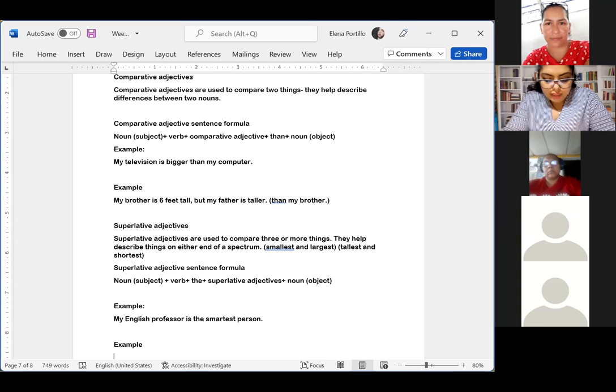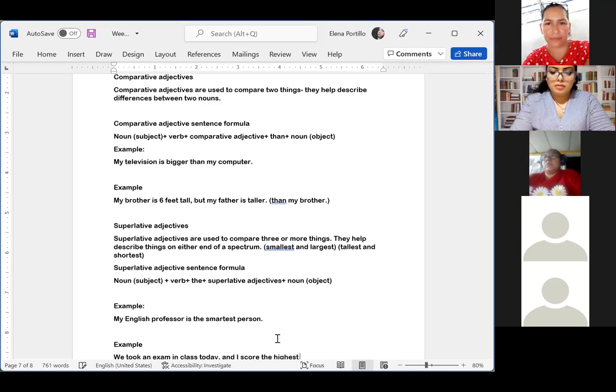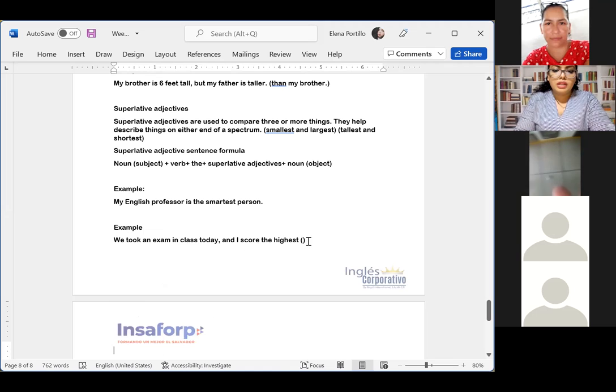It says, we took an exam in class today. And I scored the highest. And in this case, we are not going to use the end of the structure of the sentence because we know the answer: in the class is the ending. So, así como en la parte de la comparación, en la parte del superlativo también tenemos ese detalle que podemos dejar afuera información que obviamente ya conocemos.